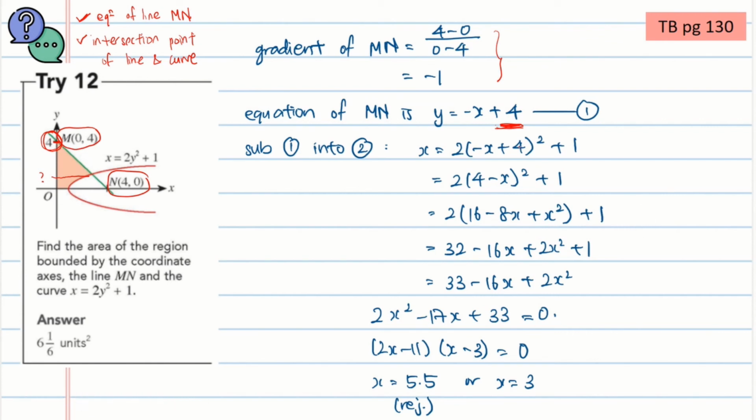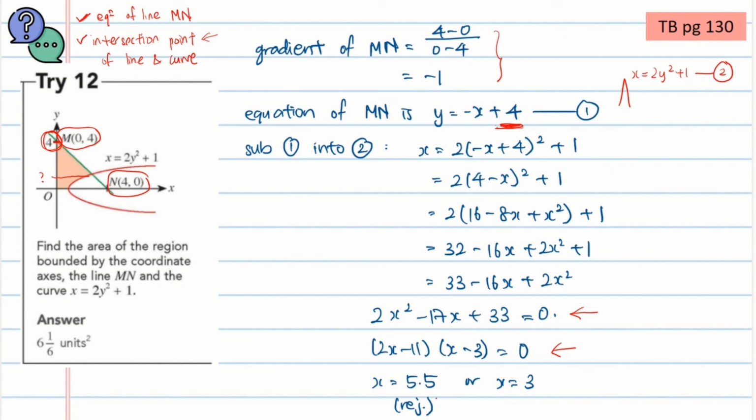Then now I proceed to find this intersection point. We're done with the equation of the line. For the intersection point, we substitute equation 1 into equation 2. Oops, I'm missing a step. Let me do some rectification. My equation 2 is actually my curve equation. Substitute in, and I will be able to simplify to arrive at a quadratic equation. I can factorize this, or you may want to use your x formula. That's perfectly fine. And I have x equals 5.5 or x equals 3.